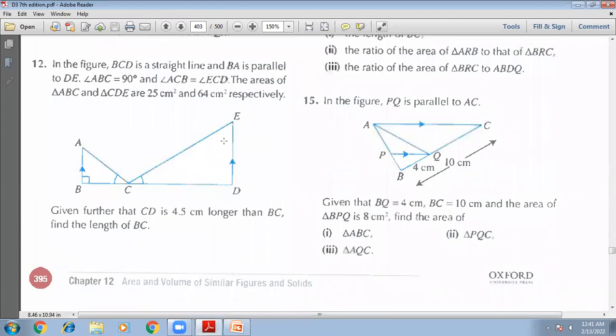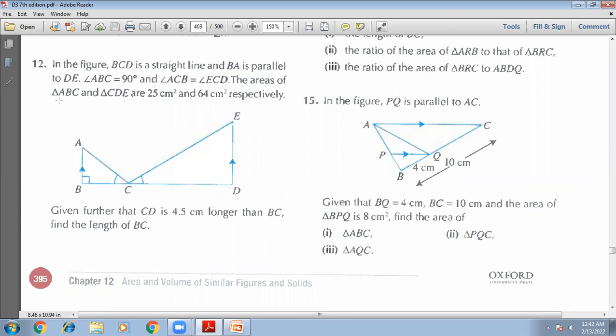The next question coming up on your screen is question number 12. It says: in the figure, BCD is a straight line and BA is parallel to DE. Angle ABC is 90 degrees and angle ACB is equal to angle ECD. So this angle is 90. This angle here and this angle are equal to each other. This is given in the question.